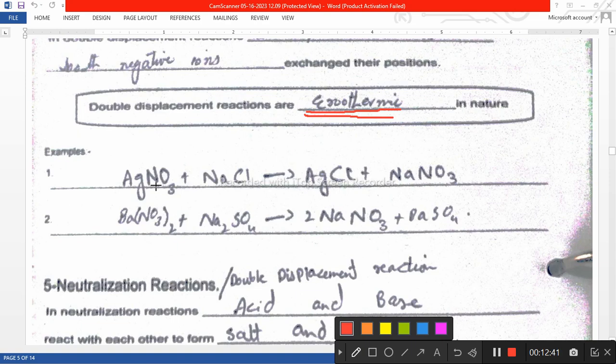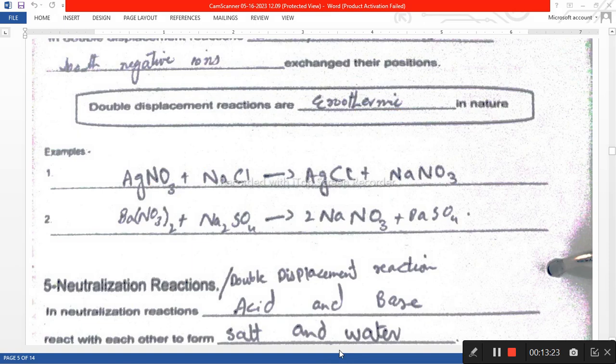What is happening over here? Sodium displaces the silver because sodium is more reactive. Nitrate will be displaced by the chlorine. So this is double displacement because both positive and negative ions have changed their positions. Like we have AgNO3 here, but on the product side we have AgCl, so the position has changed for both of the elements, therefore it is a double displacement reaction.